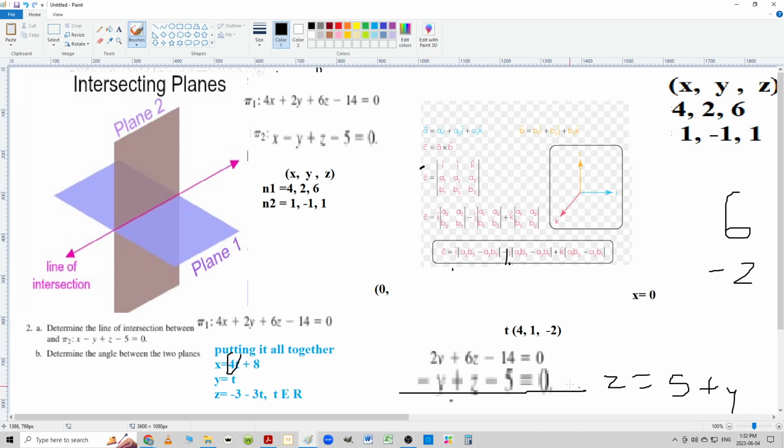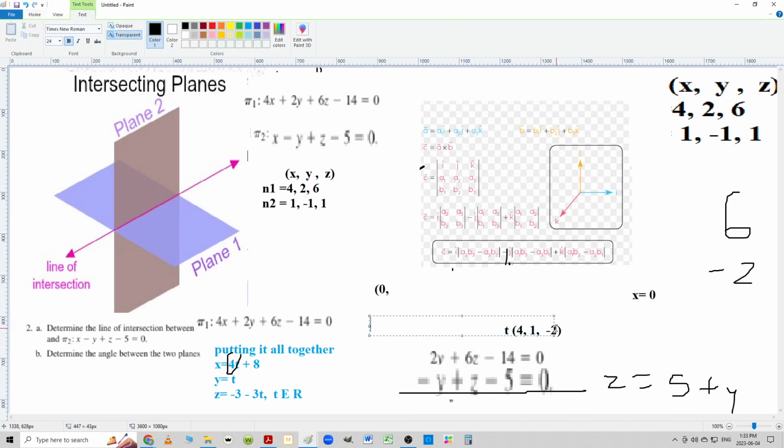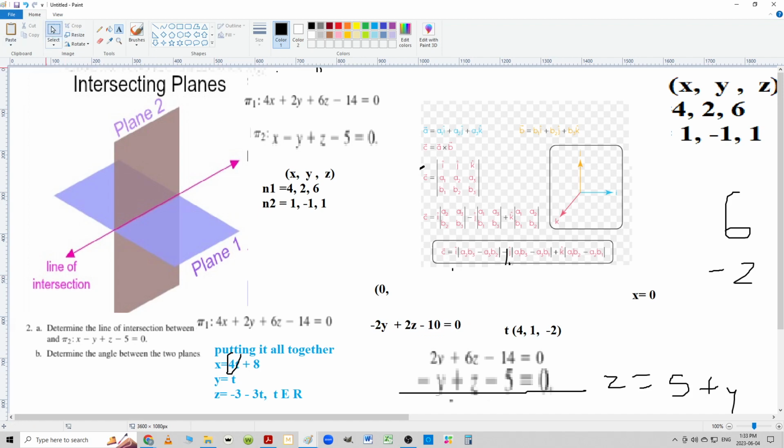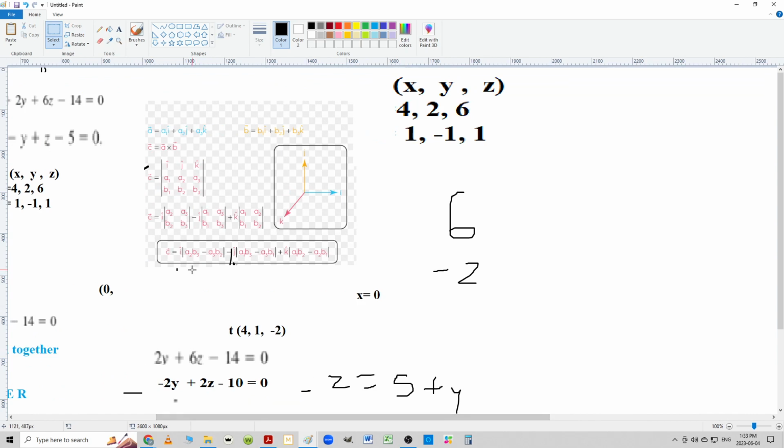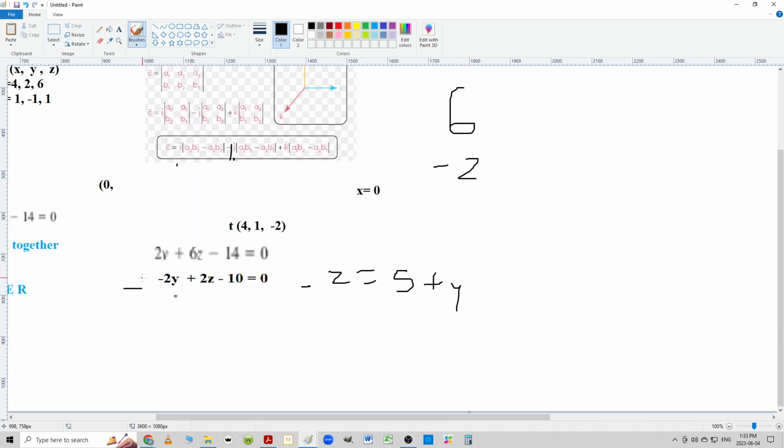But in order to eliminate, these y's must have the same coefficient. So I'm going to multiply everything in this second line by 2. It becomes minus 2y plus 2z minus 10 is equal to 0 on the second line. I didn't change the equation down below. Because x is 0, it won't matter if I multiply by 2. Now I can't subtract them because the coefficients of y are opposite. When the coefficients are opposite, I have to add them, and that'll make them disappear.